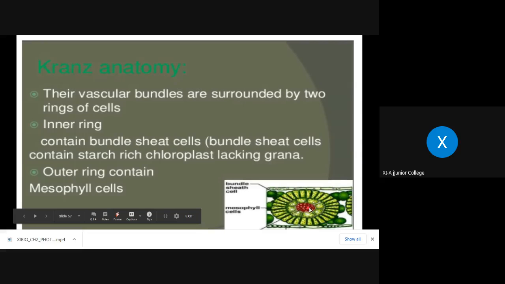What are the vascular bundles? Xylem and phloem, which are covered by a ring of cells called bundle sheath cells, because they are covering the vascular bundle. So it is very simple to remember that these are the bundle sheath cells, whereas the bundle sheath cells are again covered by mesophyll cells. Okay, so this is the inner ring and this is the outer ring. So the inner ring cells are bundle sheath cells, and these bundle sheath cells are covered by cells of mesophyll.